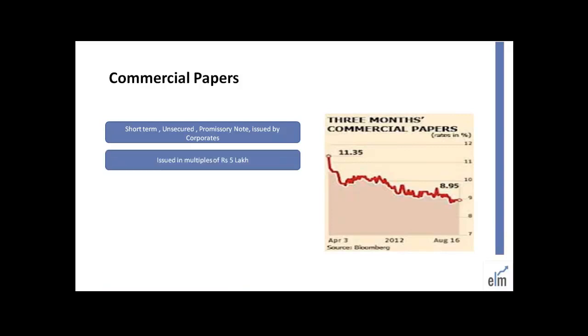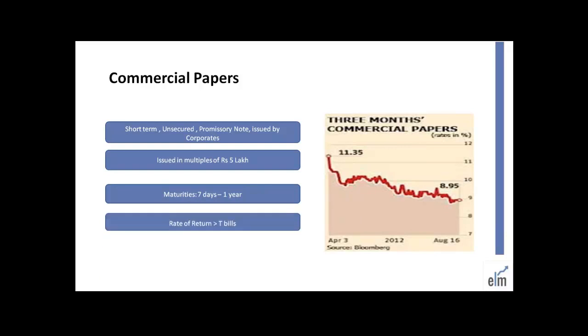CPs are normally issued by the corporates for the purpose of financing of accounts receivable, working capital, and to pay off their short-term liabilities, etc. They are issued in denominations of rupees 5 lakh or more. And the returns of CPs are normally higher than T-bills because again they are unsecured and they carry a higher level of risk. They have maturities normally of 7 days to 1 year. And again, the rate of return is higher than the T-bills.